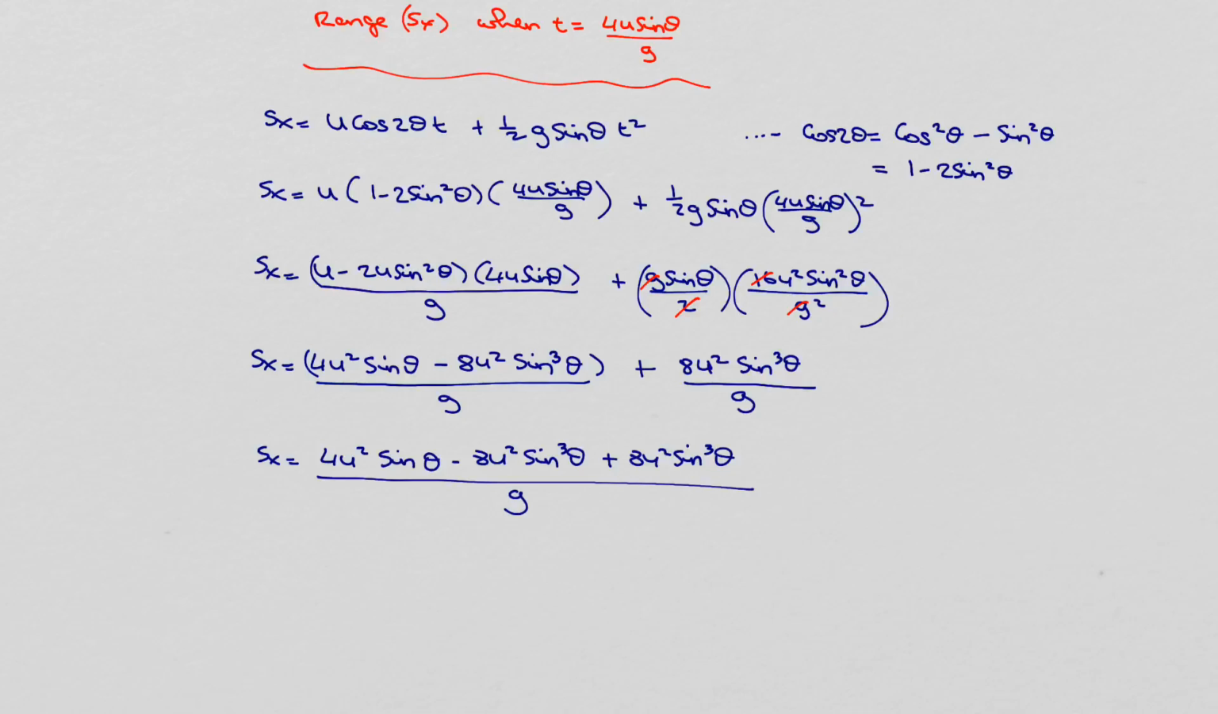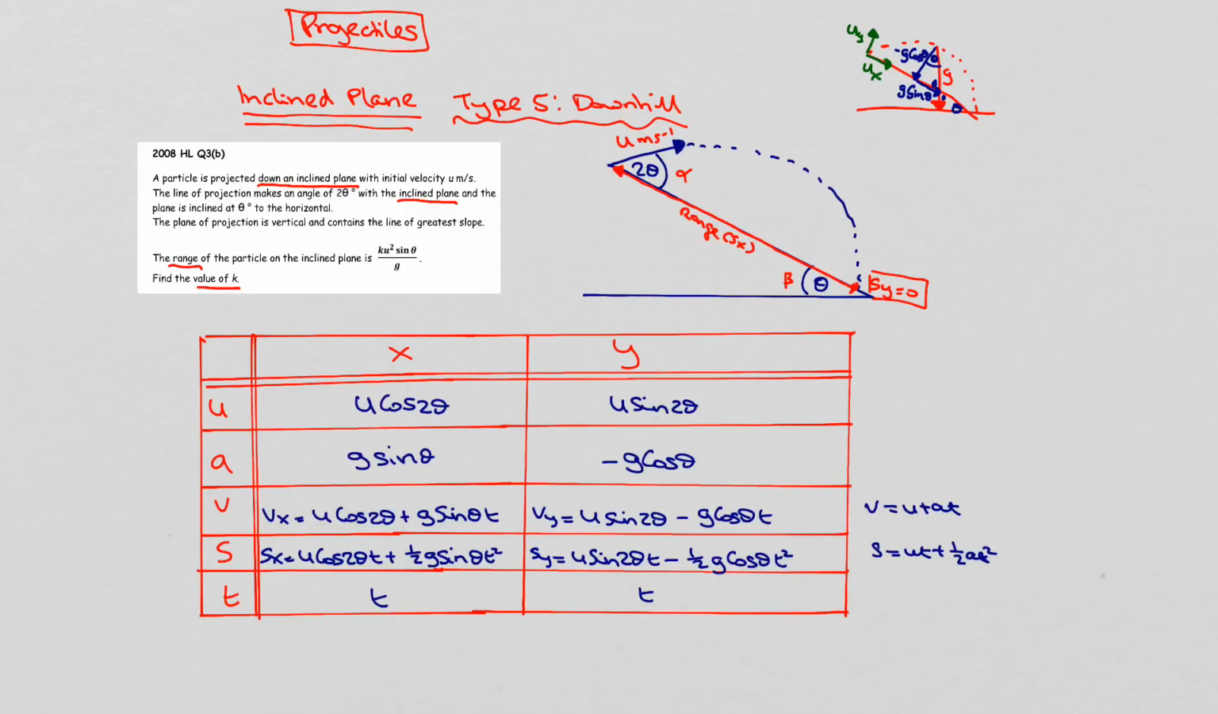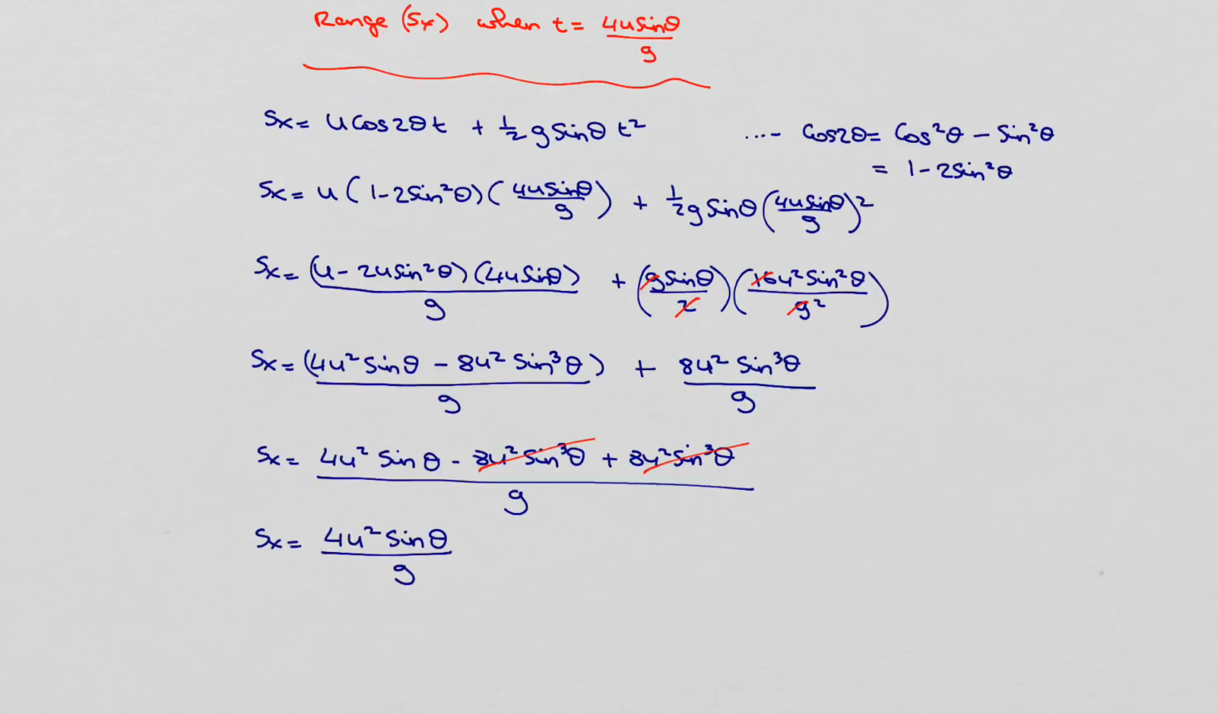What looks like a mess is now going to tidy up because they are the same. And therefore that is really nice, because now we have just simply 4u squared sine theta over g. Now let's go back to the start. Well, we have to show that the range is ku squared sine theta over g. And look at that. We have 4u squared sine theta over g, which is our range. Hence, there's my constant. K is 4.